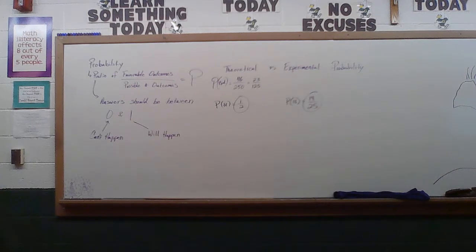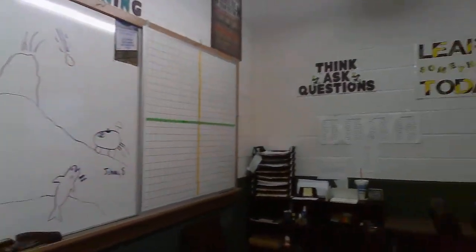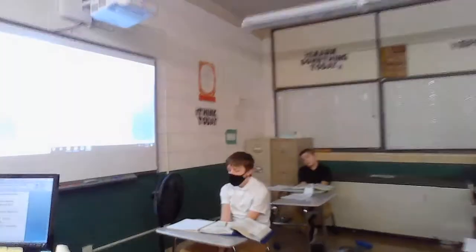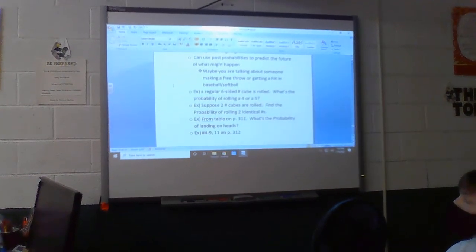Let's look at them right up here. A regular 6-sided number cube is rolled. Everybody understand what that is? That's one die, right? So if I have a 6-sided die and it's rolled, what's the probability of rolling a 4 or a 5? What would we say? 2 out of 6, and then we reduce it to 1/3.